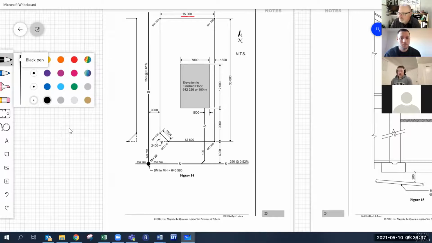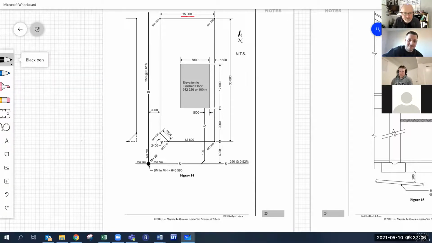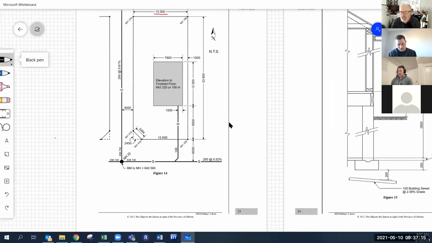Next question. What is the architectural elevation at the bottom of the footing? I don't know what you mean by that, Brad. You want to clarify? Oh, you mean while you're doing this math, you would be done the house? Roughed in? Okay, so the next question is, what is the architectural elevation at the bottom of the footing?